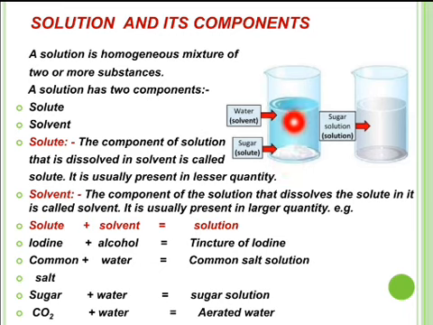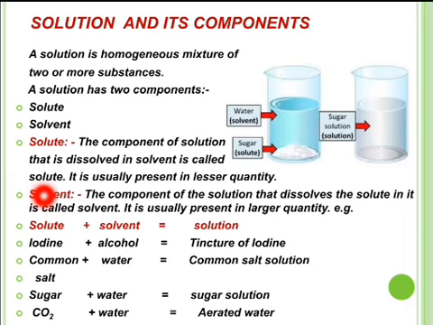Now, what is solute? The component of a solution that is dissolved in the solvent is called solute, and it is usually present in lesser quantity. As you have seen in this sugar solution, sugar is taken in a small quantity and it is dissolved in water, which is taken in large quantity. So, sugar is a solute and water acts as solvent.